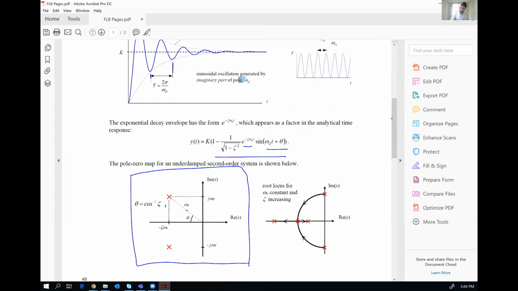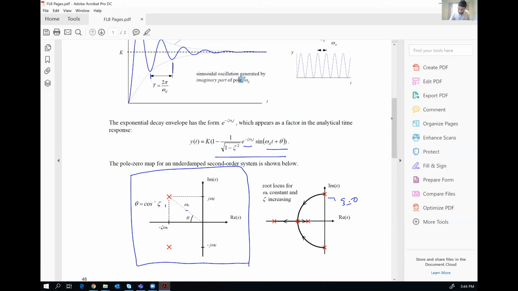The figure next to it is also describing what happens if we keep omega n constant and zeta increases from 0 to infinity. When zeta is equal to 0, we are at the imaginary axis.